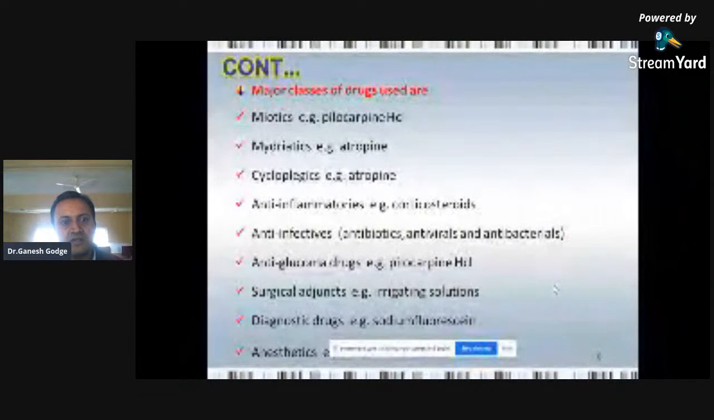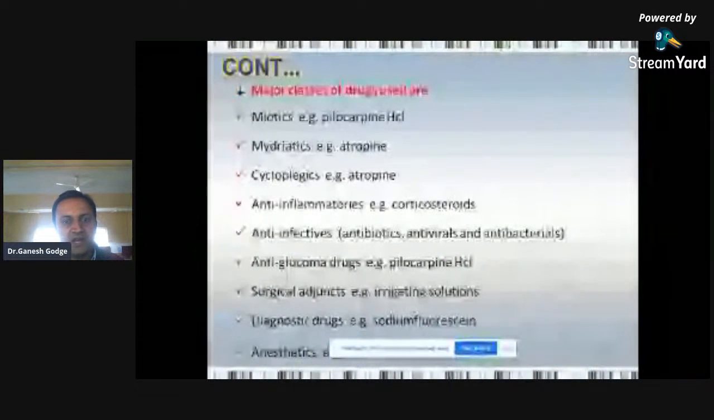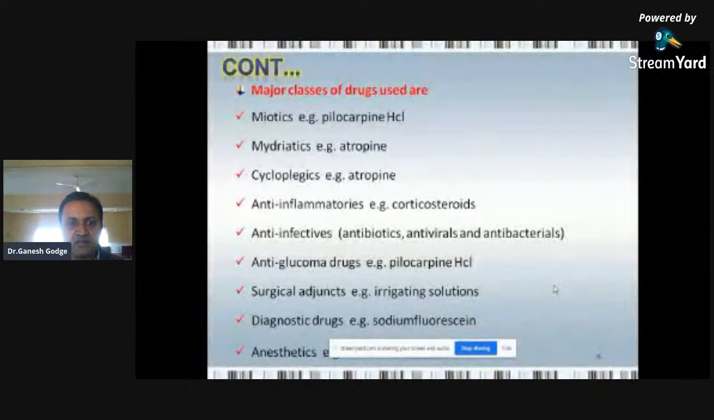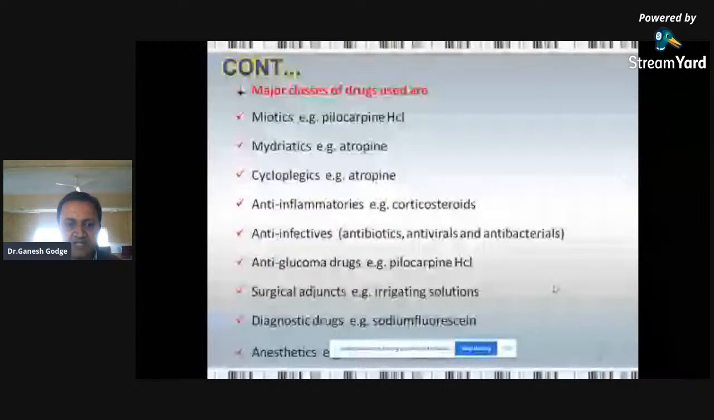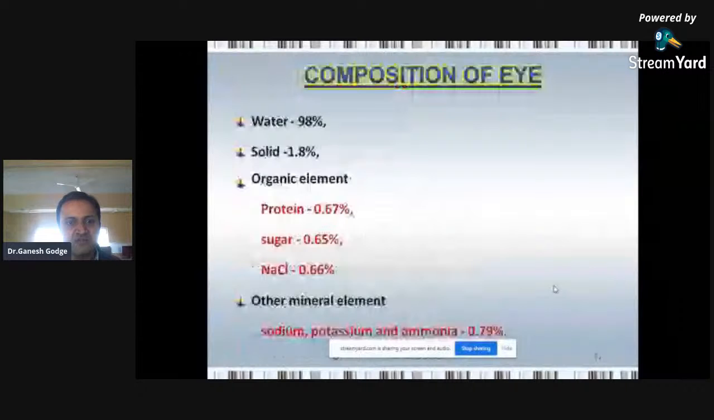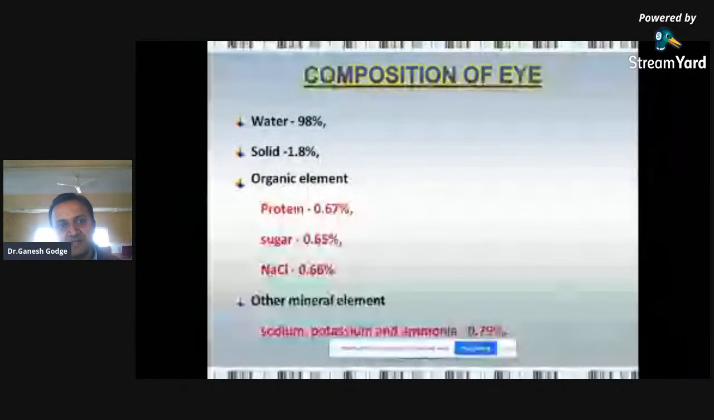Major classes of drugs which you can administer via the ophthalmic route are miotics, for example pilocarpine hydrochloride, mydriatics and cycloplegics, for example atropine, anti-inflammatory corticosteroids, anti-infectives, anti-glaucoma drugs, surgical adjuvants, diagnostic drugs, and anesthetics. There are various types of drugs or molecules with which you can prepare ophthalmic formulations.